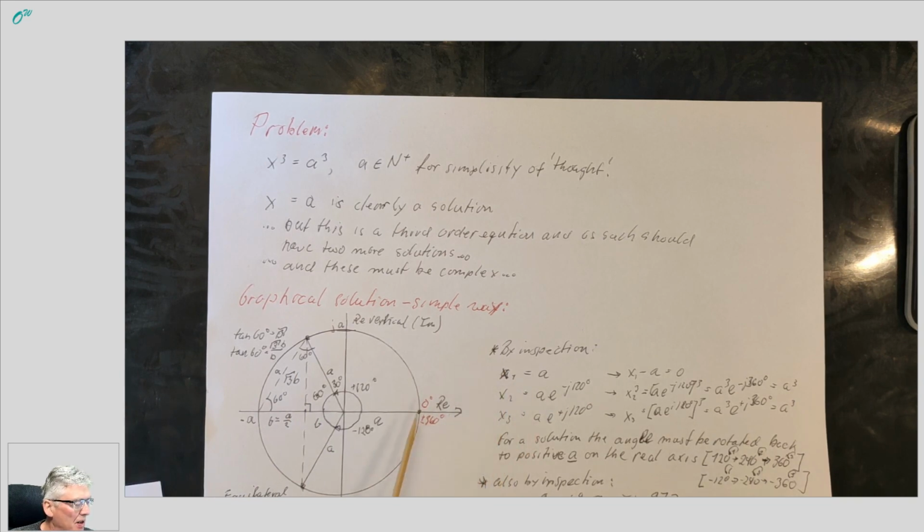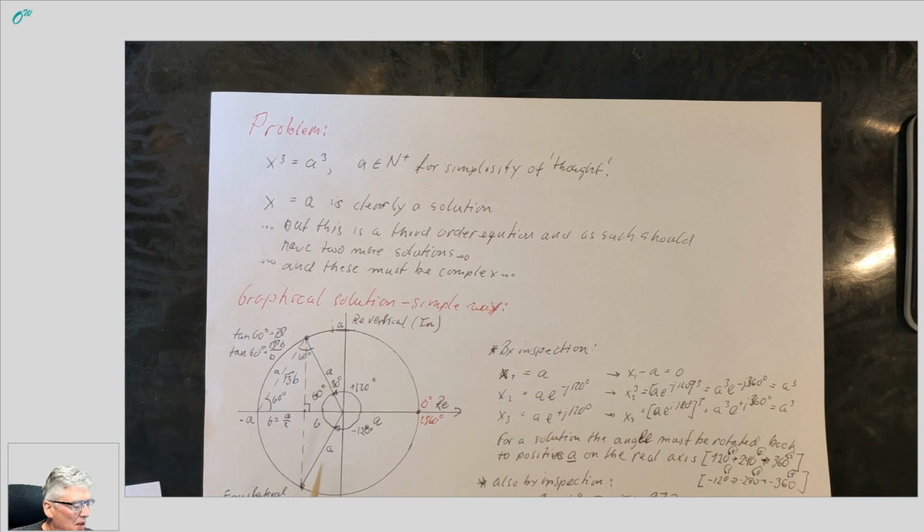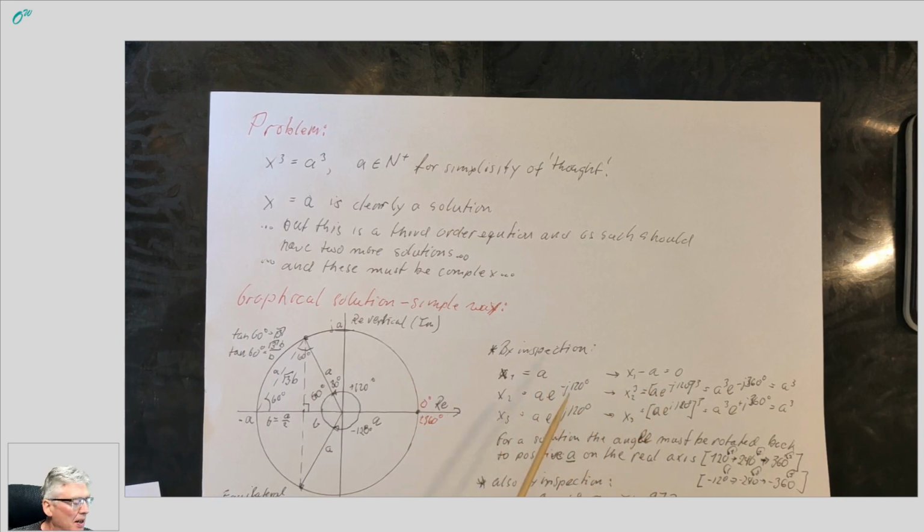x1 is a, yes, this one. This is x, but I just labeled them 1. The second solution is a, e to the power minus j120, this one. And the third one is the positive one up here, this solution here. Because if you are squaring this number, of course, here is x minus a is 0. We are going to use that later on.